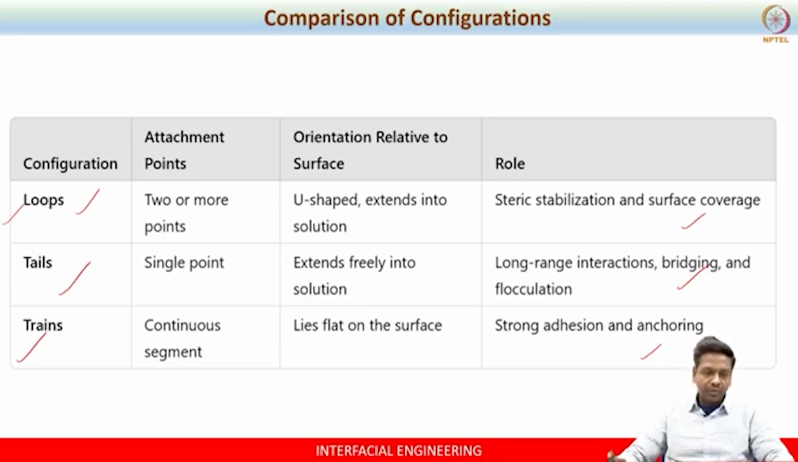Okay, so these are various configurations. We expect steric stabilization when it comes to loop-like or train-like configurations, and we expect bridging flocculation when it assumes tail-like configurations, right.